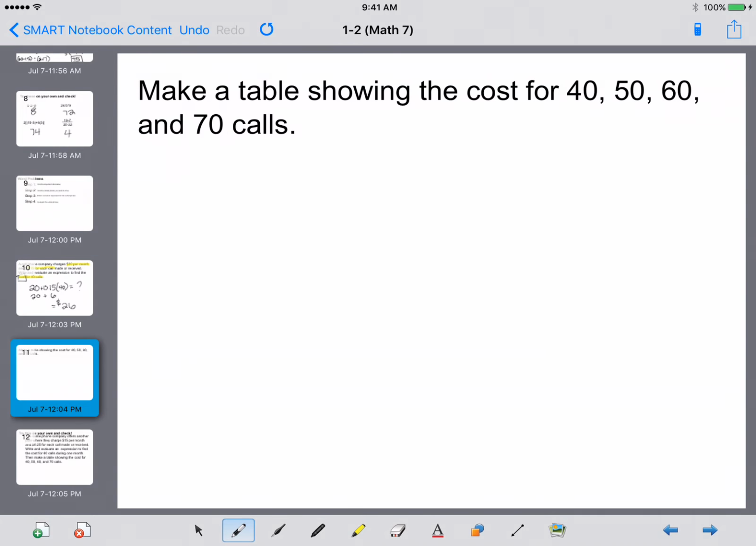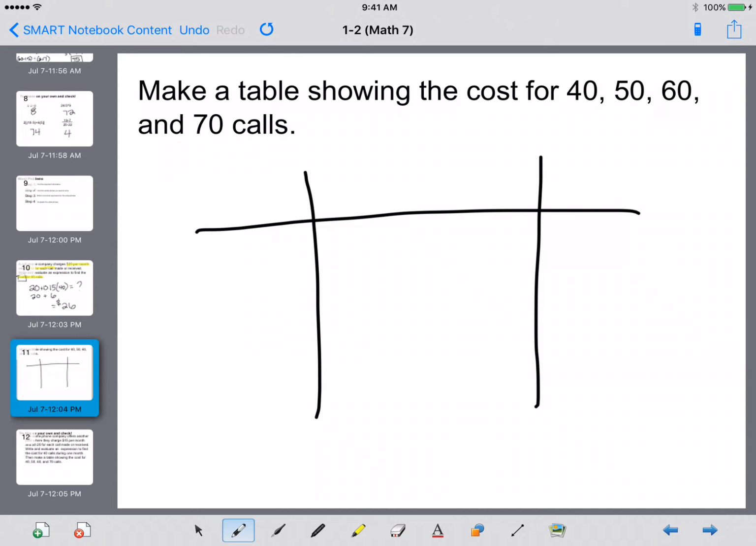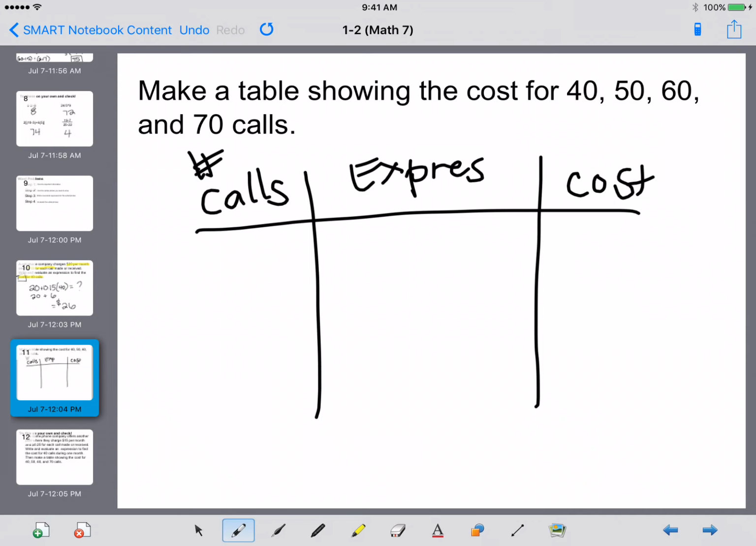Now it also wants us to make a table showing the cost for 40, 50, 60, and 70 calls. So I'm going to make a 3-step table kind of here. So we have our calls, the number of calls, and our cost. And in here is our expression. So we know our number of calls we have is going to be 40, 50, 60, and 70.